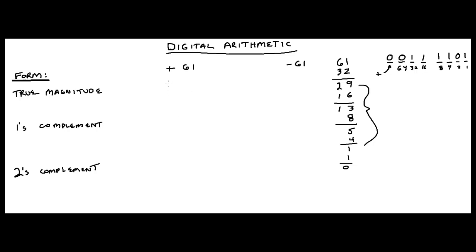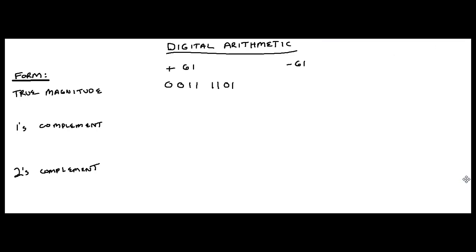So let's write the true magnitude here. It's going to be what? 0, 0, 1, 1, 1, 1, 0, 1. Okay. Looks like we got it. Now I'm going to take this out of here now, all right? Just to give us some space. Now, what's the 1's complement? Same thing, isn't it? Because it's a positive number. What's the 2's complement?